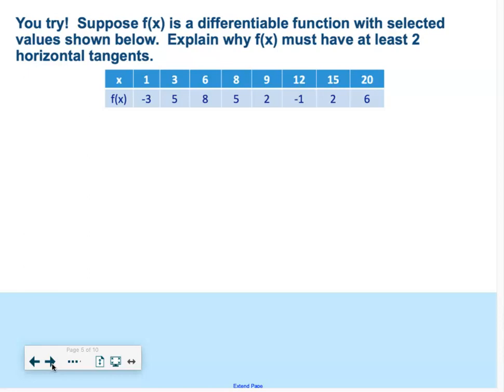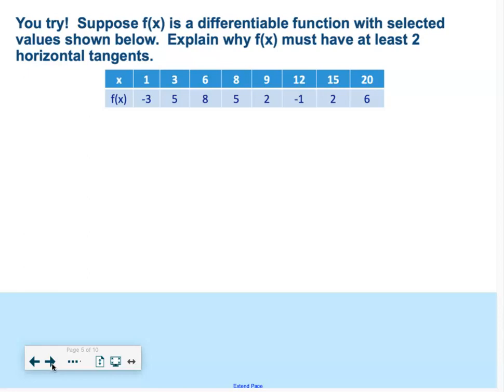All right, because you know on your test you're not going to get just an easy little "show that Rolle's theorem applies." We're going to give you words, right? Okay, so let's do some with words. Suppose that f of x is a differentiable function with selected values shown below. By the way, the College Board loves to use tables for their theorem questions. They love tables. So, explain why f of x must have at least 2 horizontal tangents.